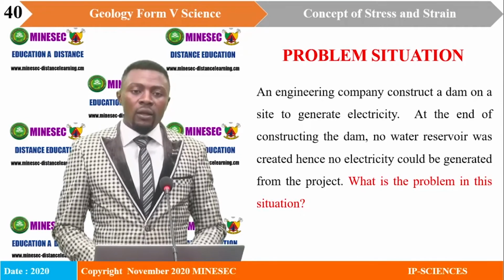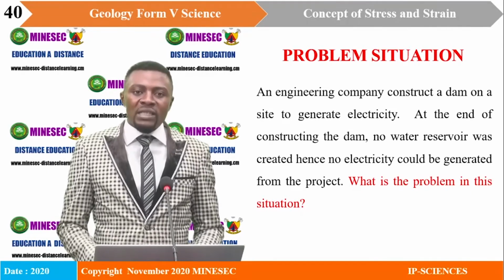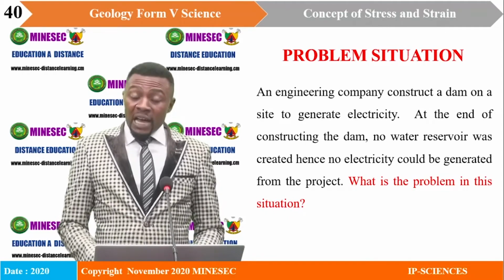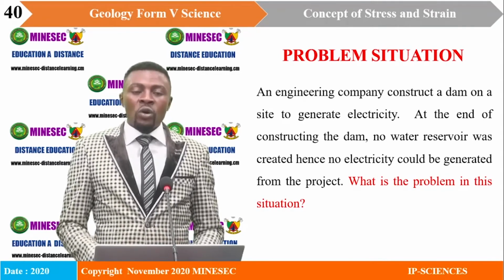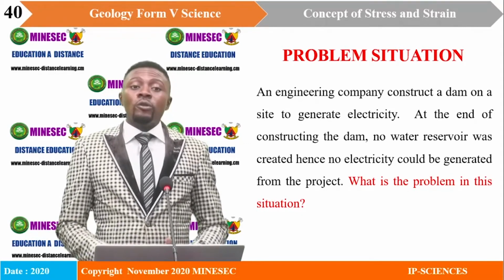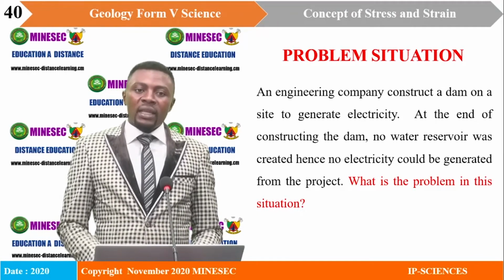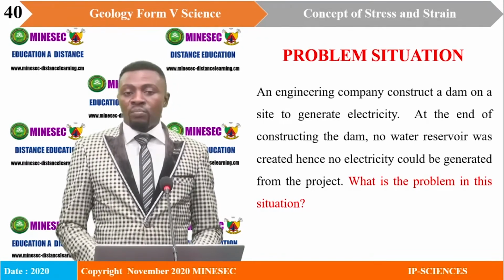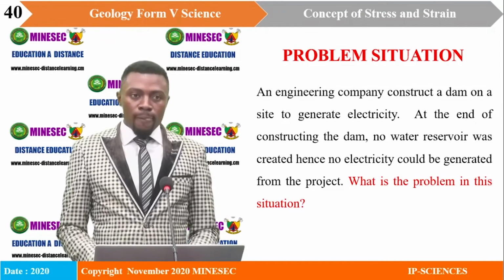Now, at the beginning, we said an engineering company constructed a dam on a site to generate electricity. At the end of construction of the dam, of course, no water reservoir was created. The goal of that dam was to create a water reservoir, but unfortunately, at the end, no water reservoir was created. What is the problem in that situation? Electricity could not be generated since the dam did not accumulate water.